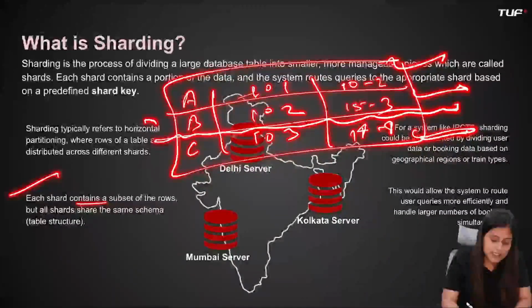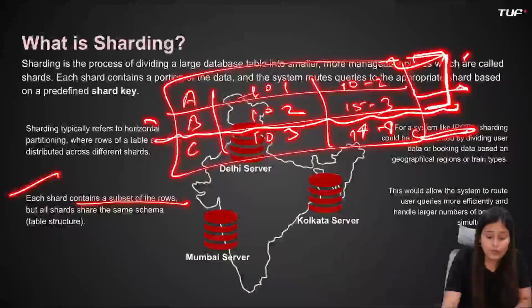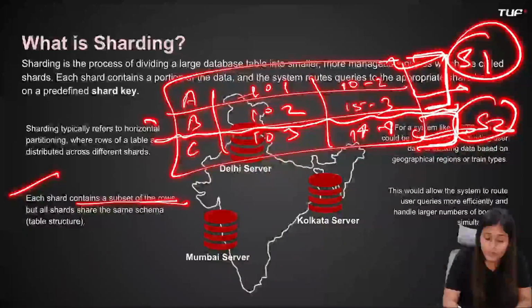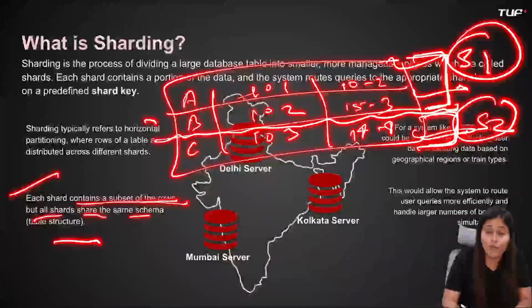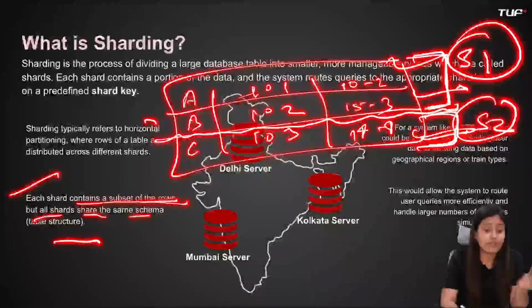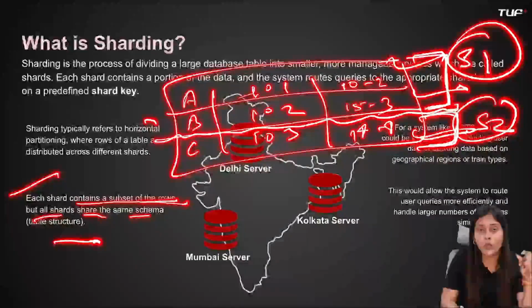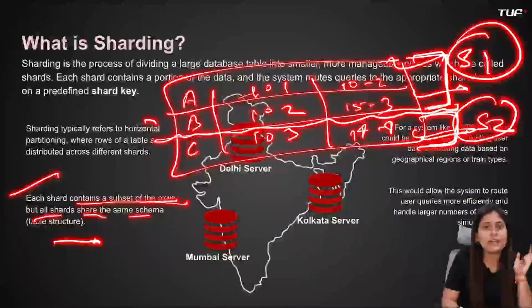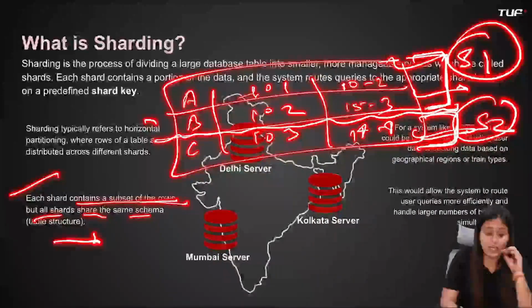Each shard contains a subset of rows. If we take the first two rows for shard 1 and another row for shard 2, each shard contains a subset of rows, but all shards share the same schema. Wherever you divide the table on the basis of rows, you keep the columns as they are, hence you maintain the schema. In the case of sharding also, we maintain the schema.